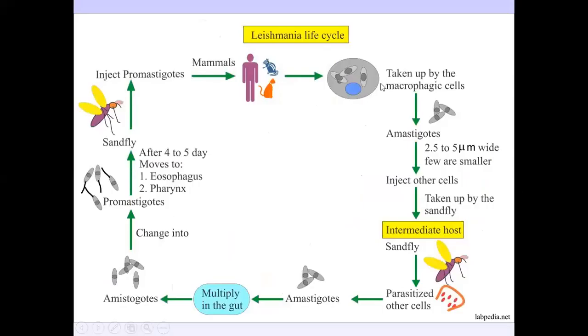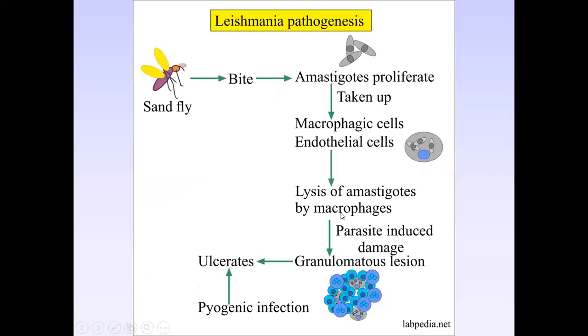Another simplified version, you can use that slide, or you can use this slide, in which the sandfly infects the mammals, and these are taken up by the macrophages as amastigotes. The promastigotes are going to be transformed into amastigotes, and they are taken up by the sandfly. That changes into the promastigotes, and the cycle is completed.